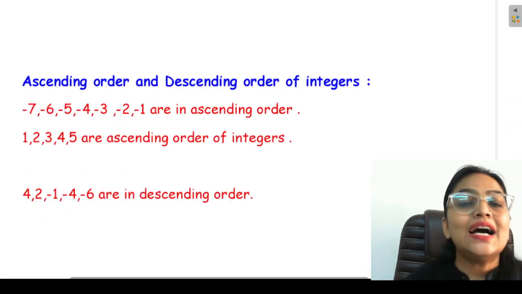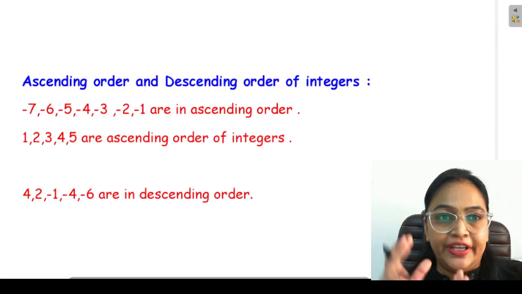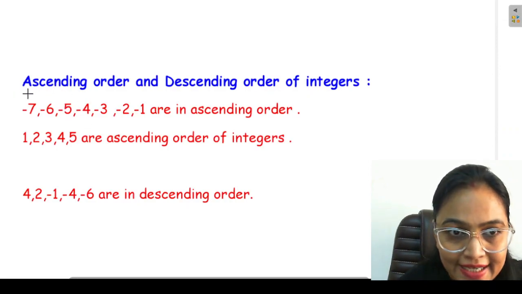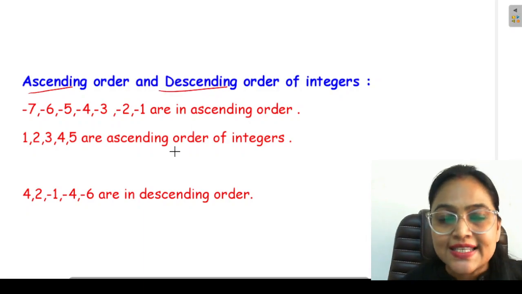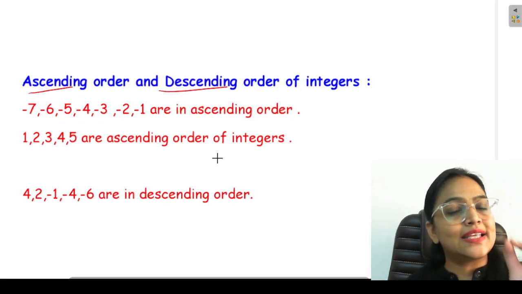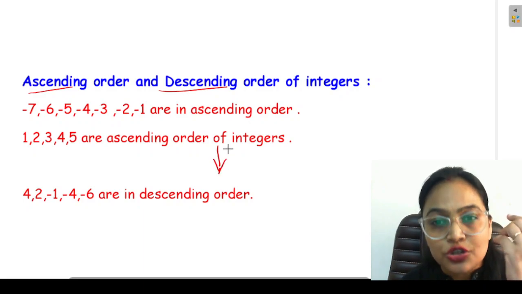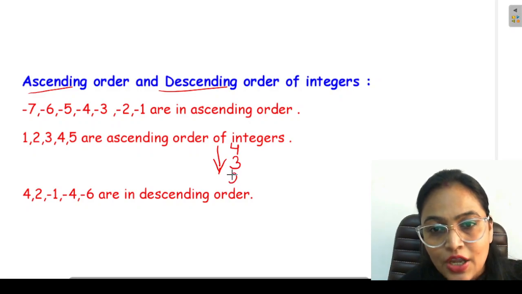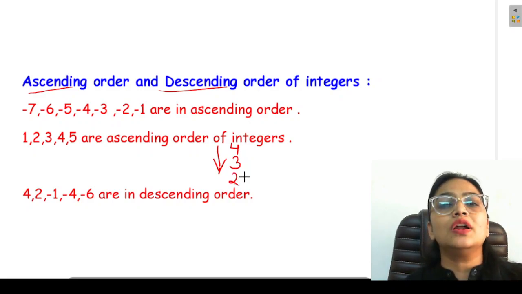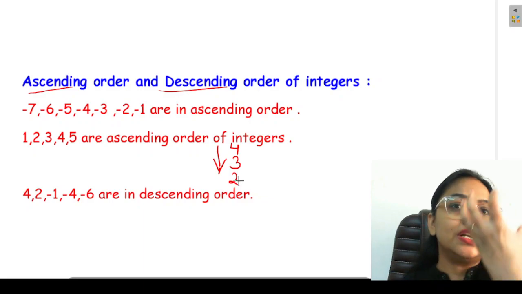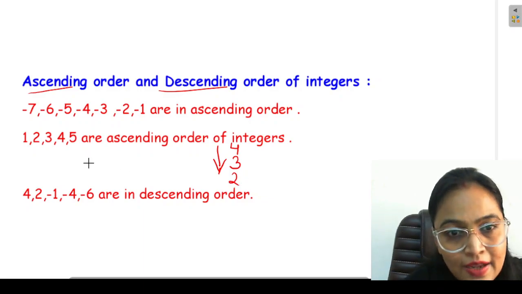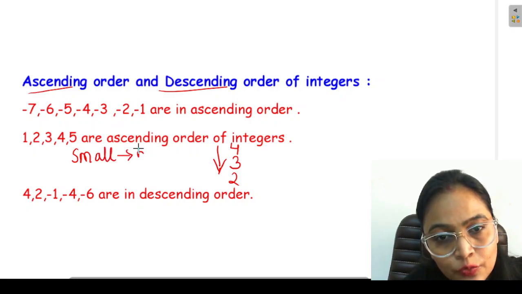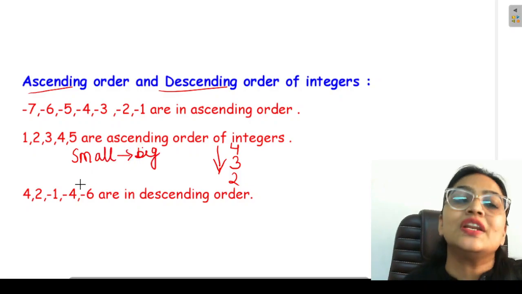Now the ascending and descending order of integers. First, I'll just revise what ascending and descending are. So descending, you can remember D as descending, D as down, right? So down means from bigger to smaller. This is downwards, right? So bigger number to smaller number, we say that they are arranged in descending order, and the opposite, that is small to big, we say the numbers are arranged in ascending order.